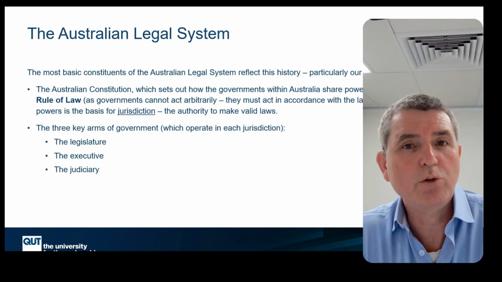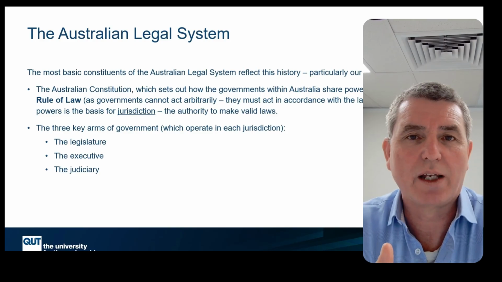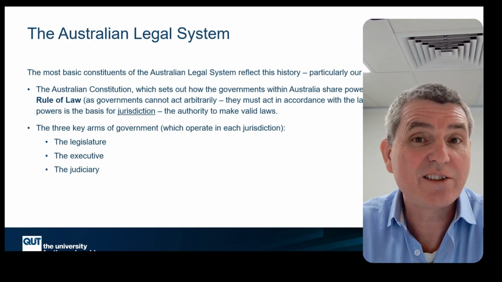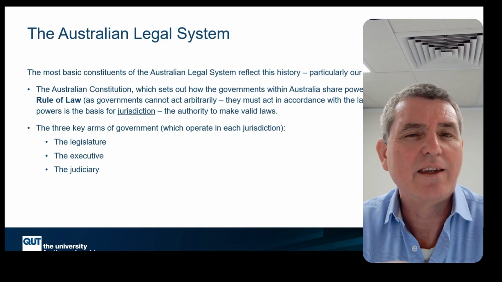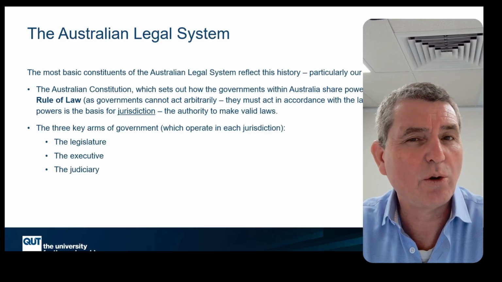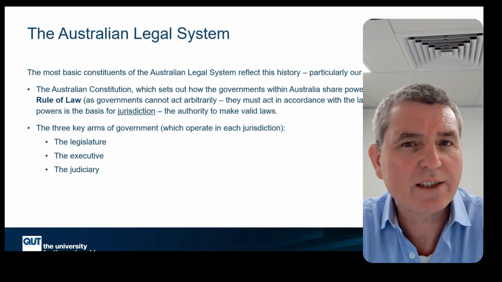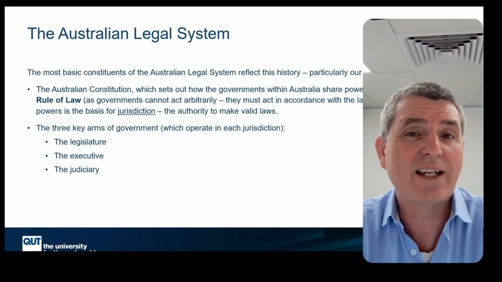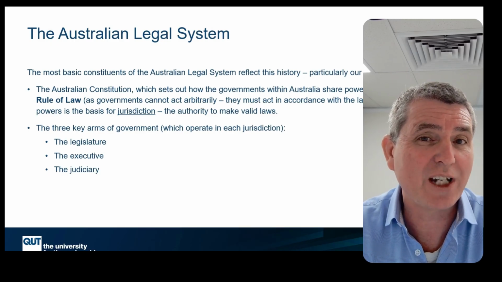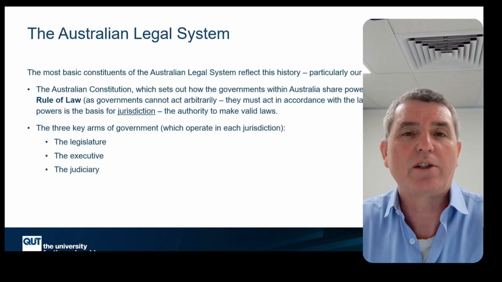So if we're going to have the rule of law, it means that everyone must act in accordance with the law. This leads to a rather complex situation where there is a law that tells us what laws the government are allowed to make. Or more precisely, there's a law that tells us which government is allowed to make laws about which areas of our lives. And that's in the Constitution.